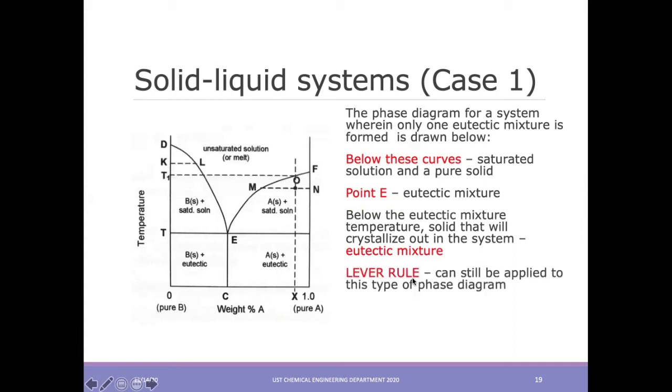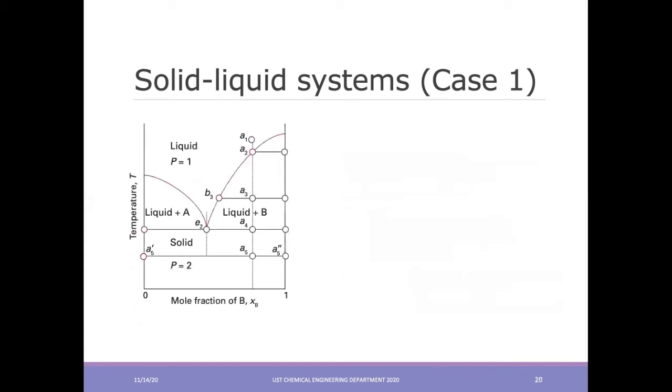In this type of diagram, the lever rule can still be applied. For example, we can take the weight ratio of solid A over weight of solution, so we can still employ the tie line. That's how we picture the phase diagram if we have one eutectic mixture.